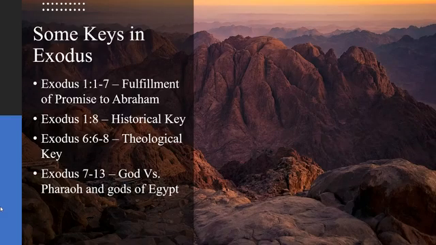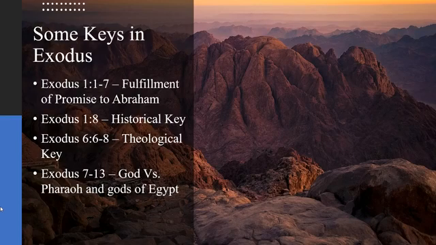We get to Exodus 7 through 13, and what we see is this battle, if you will, between God and Pharaoh. Really, it's between God, Yahweh, and the gods of Egypt. Egypt had a pantheon of gods. They had gods for everything.